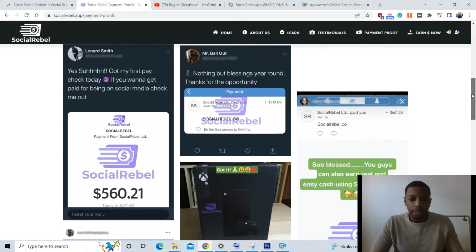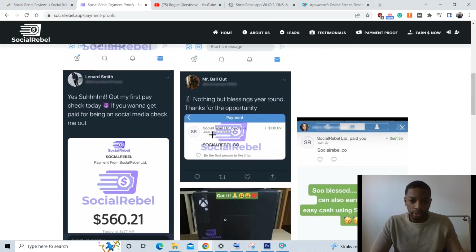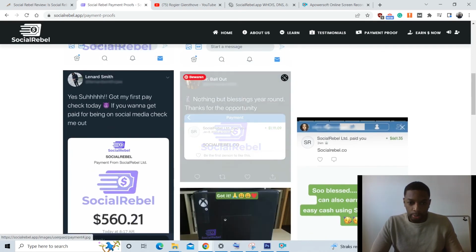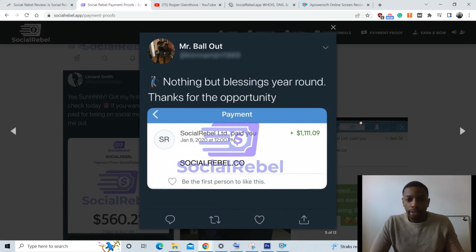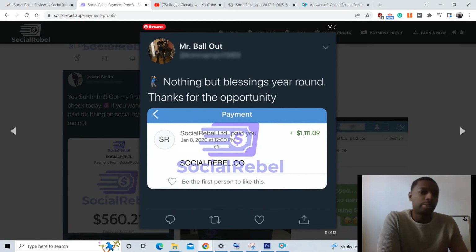But for some reason, they have here all screenshots. And this one is, for example, from January 8, 2020. So the website wasn't created then. So how could these people be making money? This basically shows that there is something a little bit sketchy going on here, which makes me worry. So I consider this the second red flag that you should look out for.